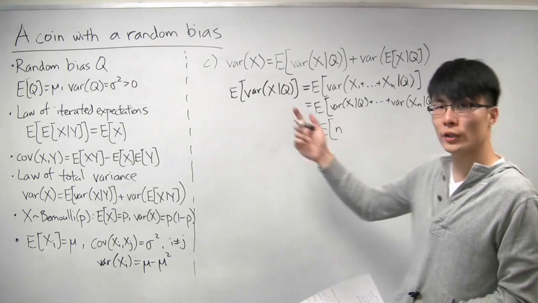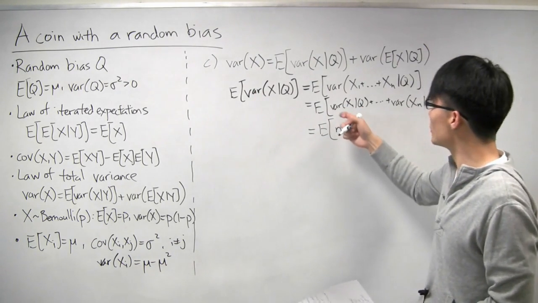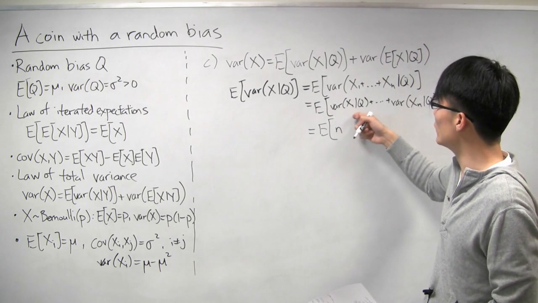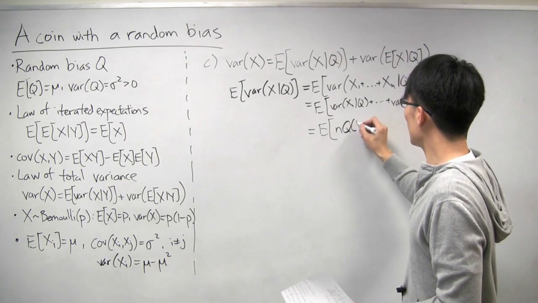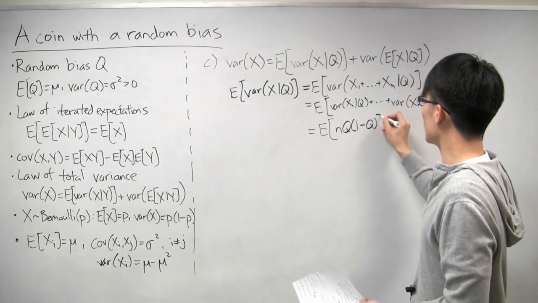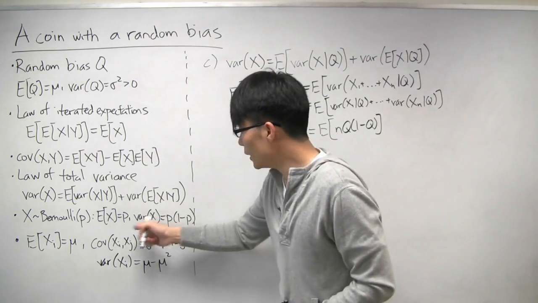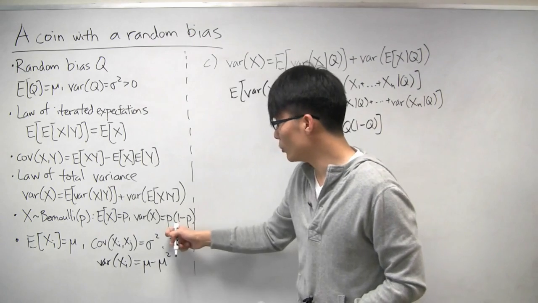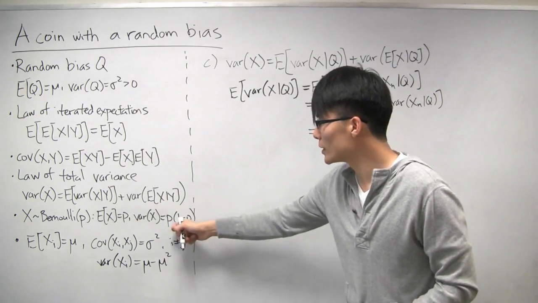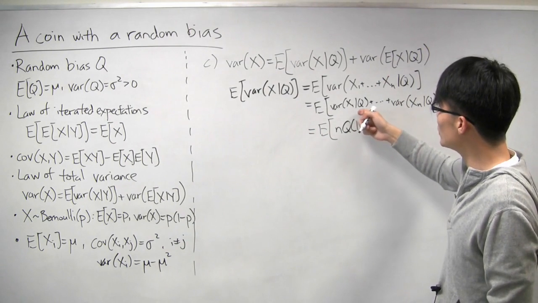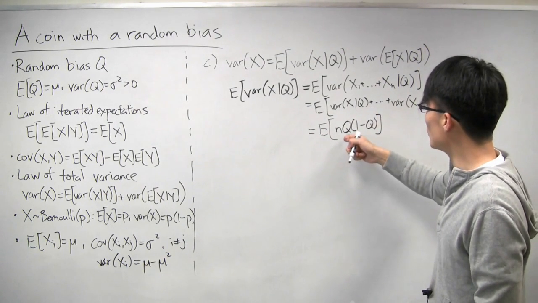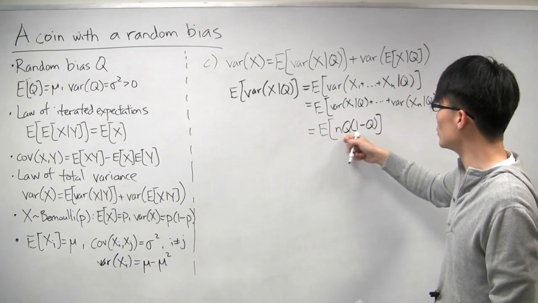But just like we said earlier in part A, when we talked about the expectation of x1 given q, this is actually just q times 1 minus q. Because if you knew what the bias were, it would be p times 1 minus p. So the bias times 1 minus the bias. But you don't know what it is. But if you did, it would just be q. So what we do is we just plug in q, and you get q times 1 minus q.